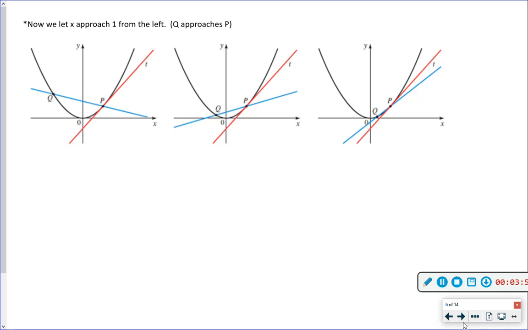So here you can see as it moves across the screen, I'm looking at the blue where Q is. As we approach from the left, it's getting closer to P. You can see the blue and the red start to match up a little bit more. So that's where the limit comes into play. We're going to approach from the right, approach from the left. That's really a limit. Okay.